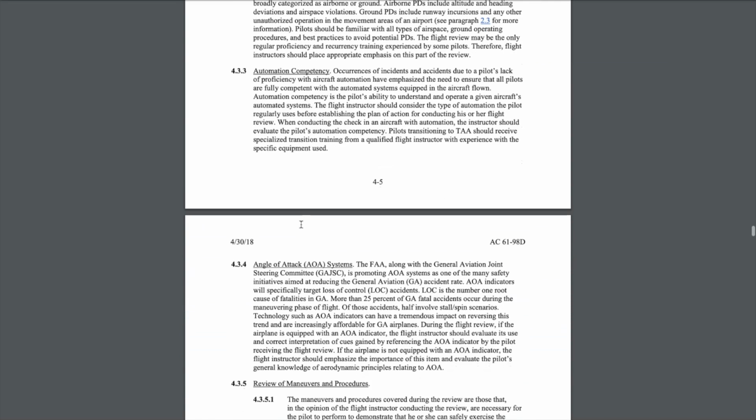Automation competency. If the person has any type of automation in the airplane, you need to check them on it and make sure they understand how to use it. It is very, very important, especially with the growing number of technologically advanced aircraft, or TAA for short. It's very important that they are reviewed on that. Sometimes you may actually need to get specialized training in order to properly do a flight review so you can understand how to use that equipment as well, because there's a lot of things that actually go on there.